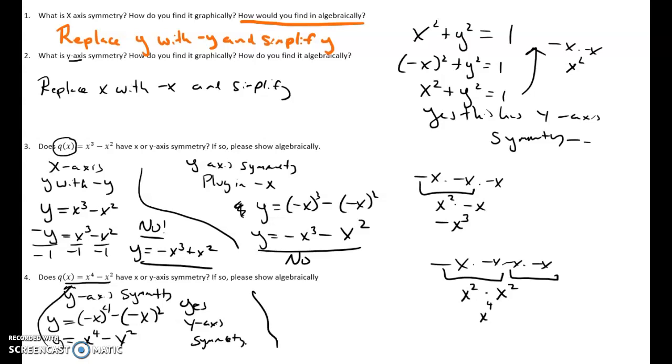Now, to show that there's not x-axis symmetry, we just put a negative y here. We can divide both sides by negative 1 to get the y by itself. And we get y is equal to negative x to the fourth, and then negative divided by a negative is a positive x squared. And that's not the same thing that we started with, so no, we would say there's not x-axis symmetry.